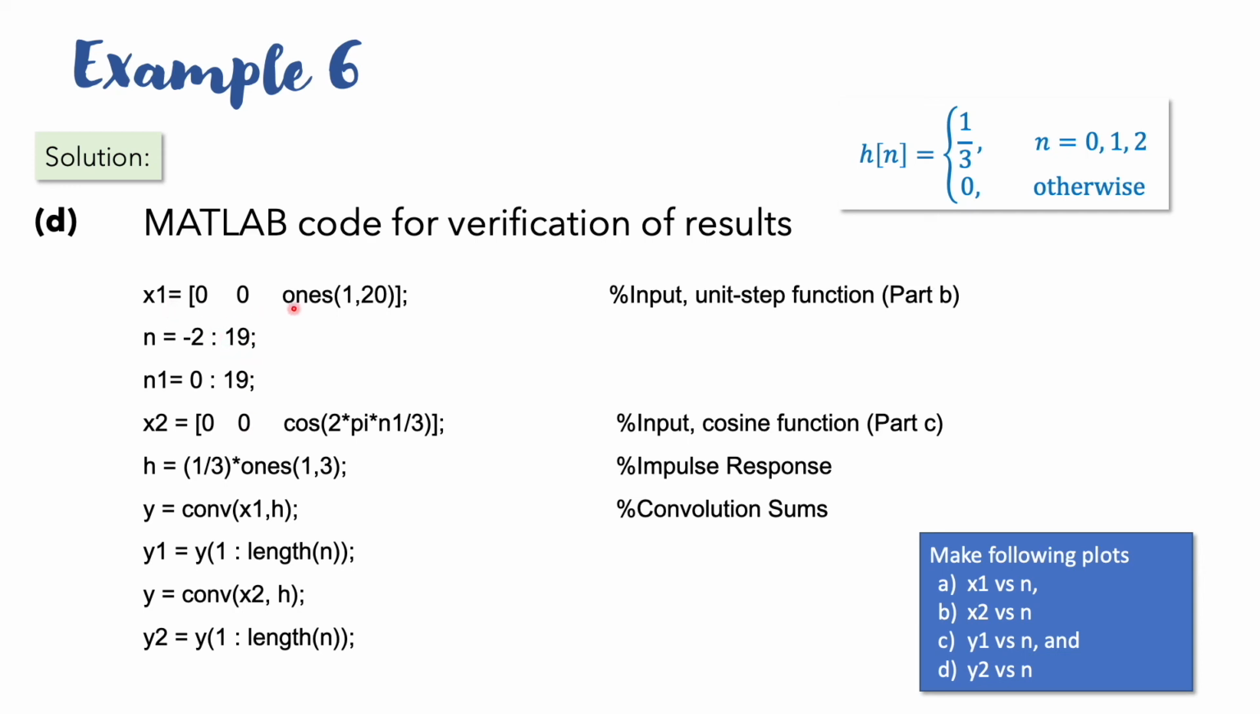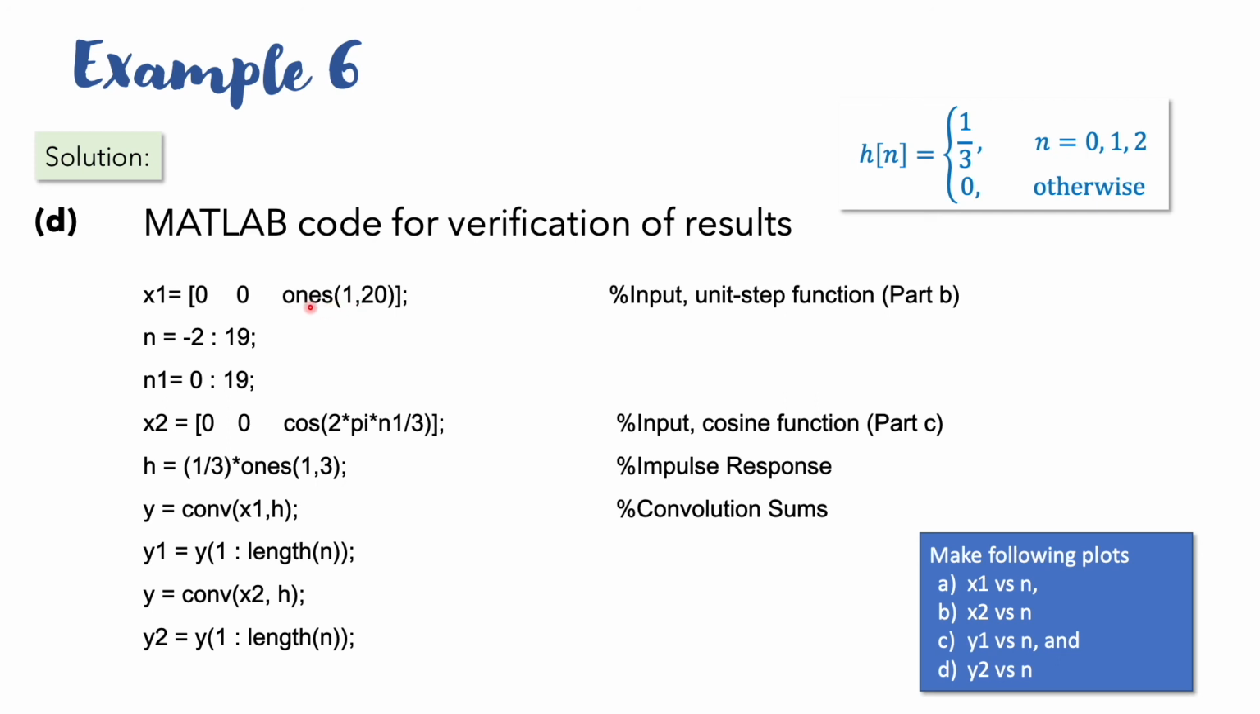So first we have to define the input. x represents input. This is the first input, this is the second input. The first input was in our part B, that is a unit step function, right? And part C was given the second input, that was cosine, right? So x1, the first input, is 0 0. We are considering the first 2 points to be 0, and our actual function is starting from here. Okay, our actual signal is starting from here.